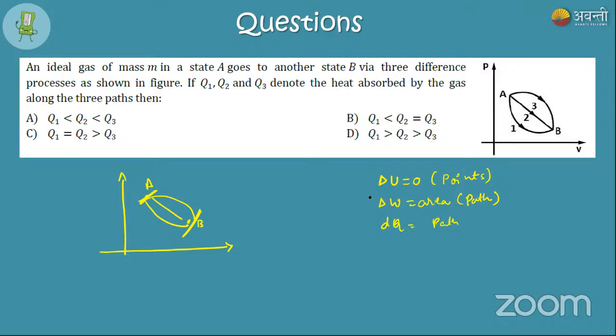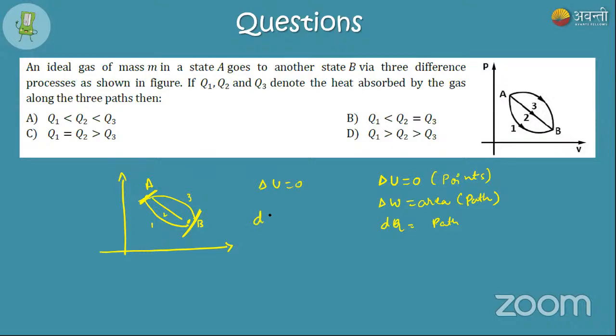If you have an equation like dq is equal to du plus dw, du doesn't depend on path. Since dw depends on path, dq also depends on path. Don't worry about this, I'm going to make it clearer very soon. But now we'll come to the question here. This is process 1, this is process 2, this is process 3. All of them have the same initial points, so all three have the same internal energy, and the change in internal energy will be equal to 0.